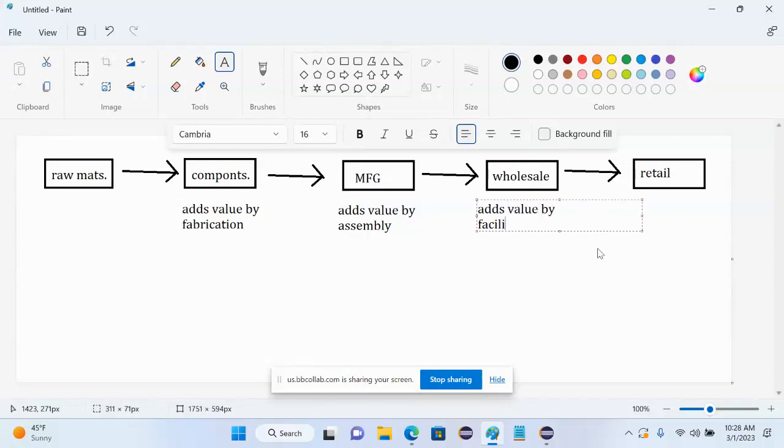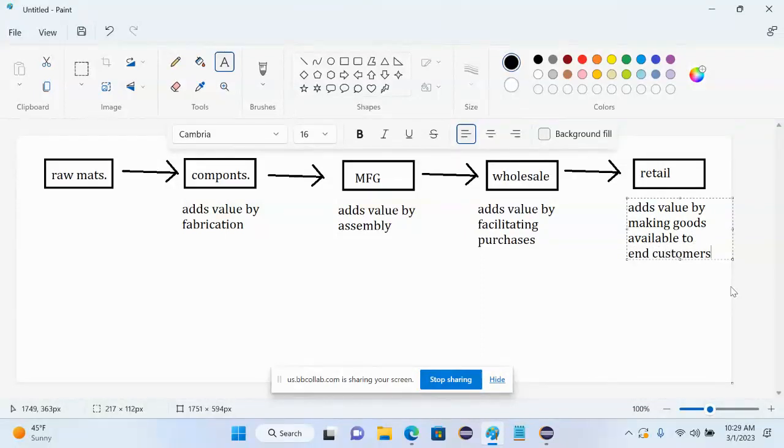Over here at the wholesaler, adds value by facilitating purchases. Okay? So it's the manufacturer, their thing is making the cars. They don't really want to be involved in retail. If they did want to be involved in retail, they'd be a retailer. They're not, they're a manufacturer. And retailing, again, adds value by making goods available to end customers, right? The final people who show up and buy.